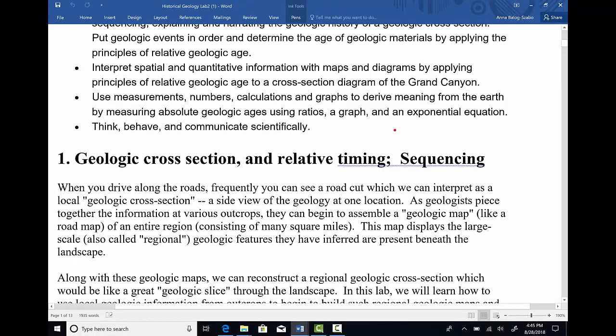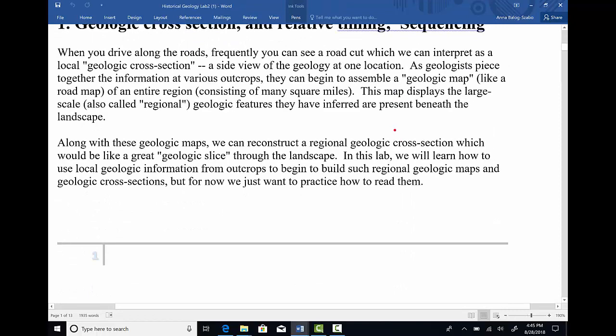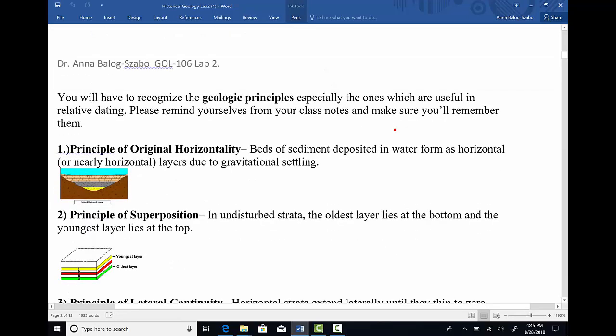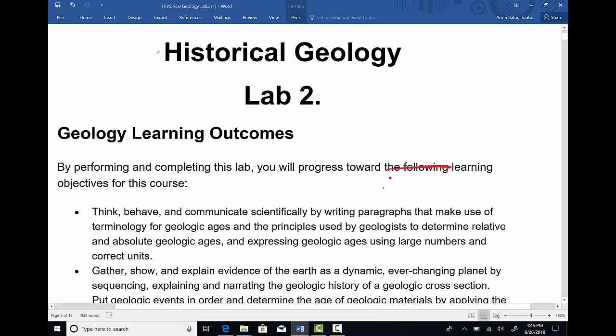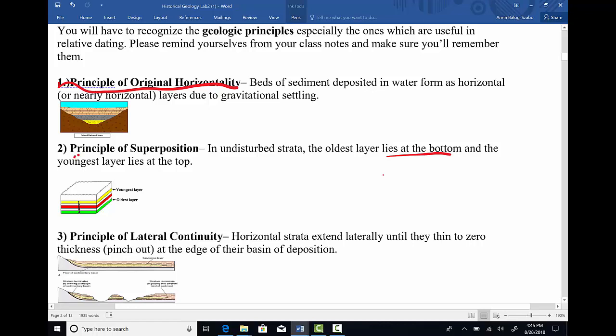Here, the thing you have to do is go through the sequencing, which means we have to go through the principles. The first one is the principle of original horizontality, and you know what that means: the beds of sediment will always deposit horizontally. Then the principle of superposition tells you that when you see a bunch of layers, the oldest is always the one on the bottom. So this is going to be the oldest, second, third, fourth.